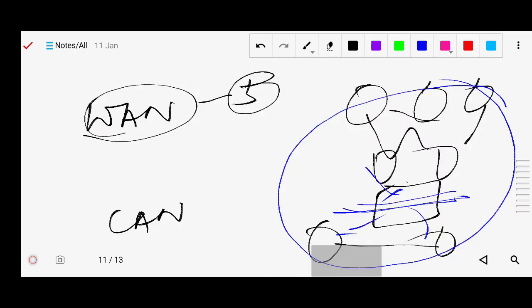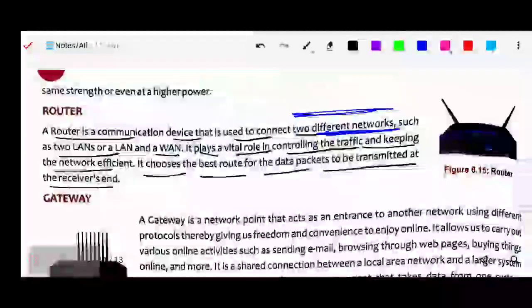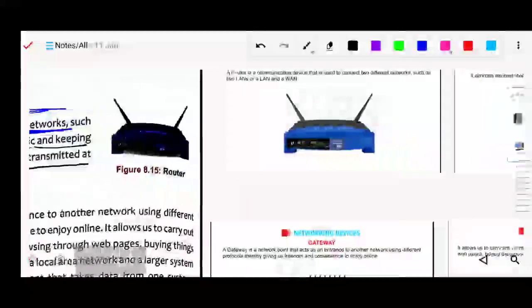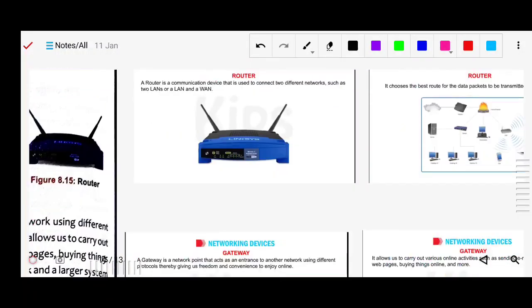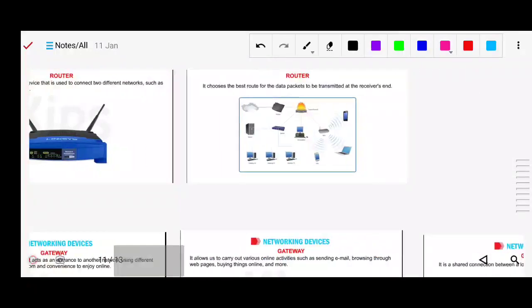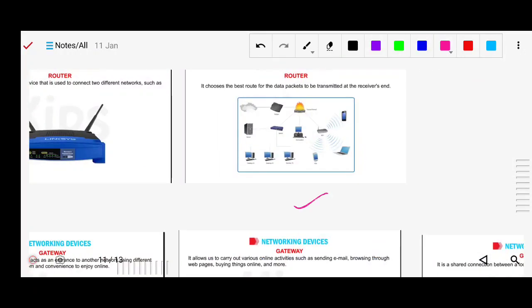Now you can see there are some pictures of routers. These are the pictures of the routers. A router is a communication device that is used to connect different networks such as LAN and WAN. Here you see routers. It chooses the best route for the data packet to transmit to the network end.